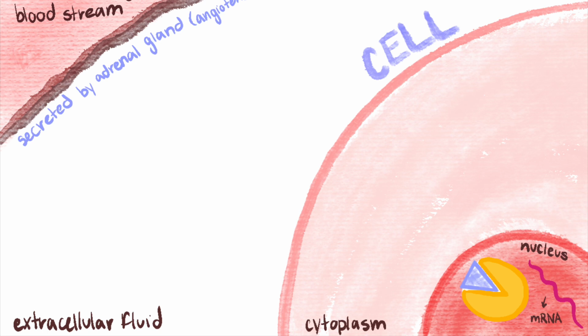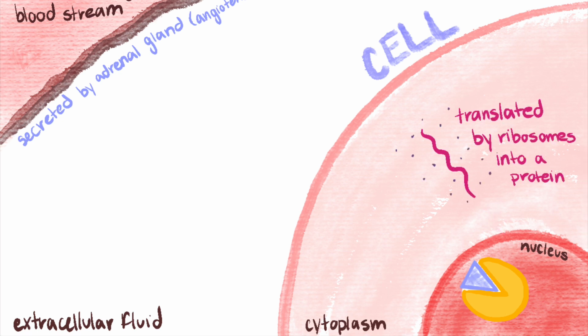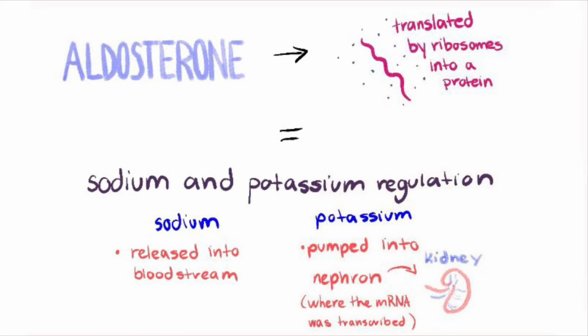The mRNA that was just transcribed begins to travel outside of the nucleus into the cytoplasm of the cell, and thanks to the ribosomes found in the cytoplasm, it is turned into a protein. The protein created by the signaling pathway ends up resulting in sodium and potassium regulation within the human body.